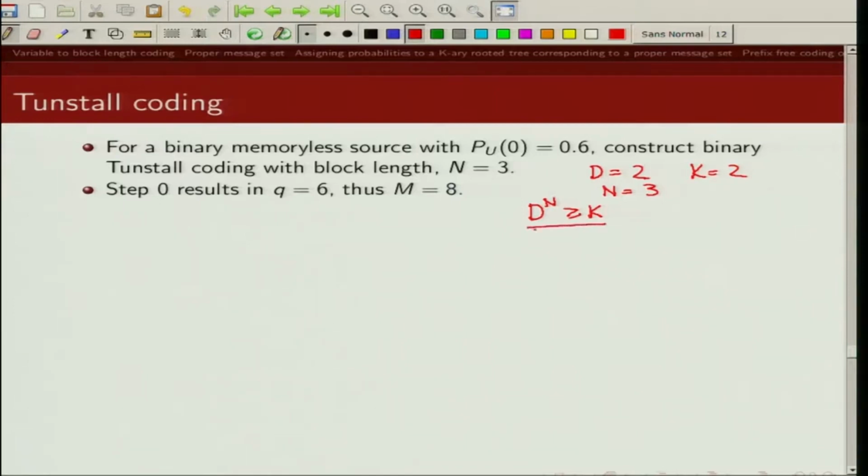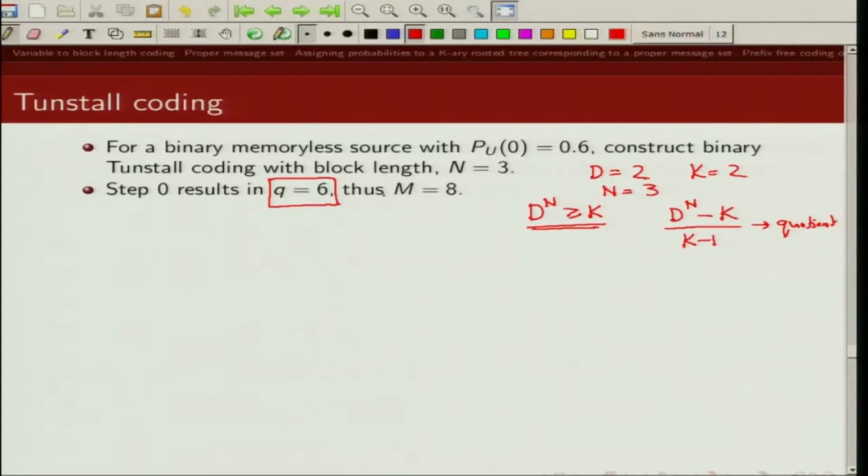So this condition holds. Next, what we need to do is find the quotient when D raised to power n minus K is divided by K minus 1. K minus 1 is 1 in this case, and D raised to power n is 8, minus 2, that is 6. 6 divided by 1, the quotient is 6. So in this example, q comes out to be 6.